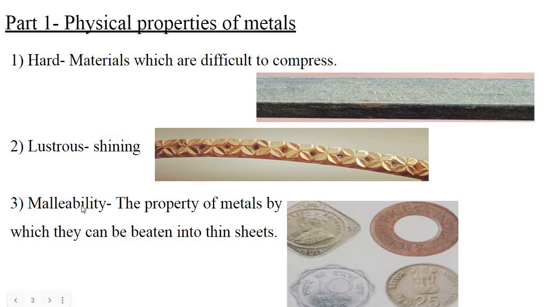And the third property is malleability. Malleability means the property of metals by which they can be beaten into thin sheets. Suppose you are beating the iron nail again and again. Can you make it into a thin sheet? Yes, it is possible. Can you make any non-metals like this? No, it is not possible. So this property is called malleability.